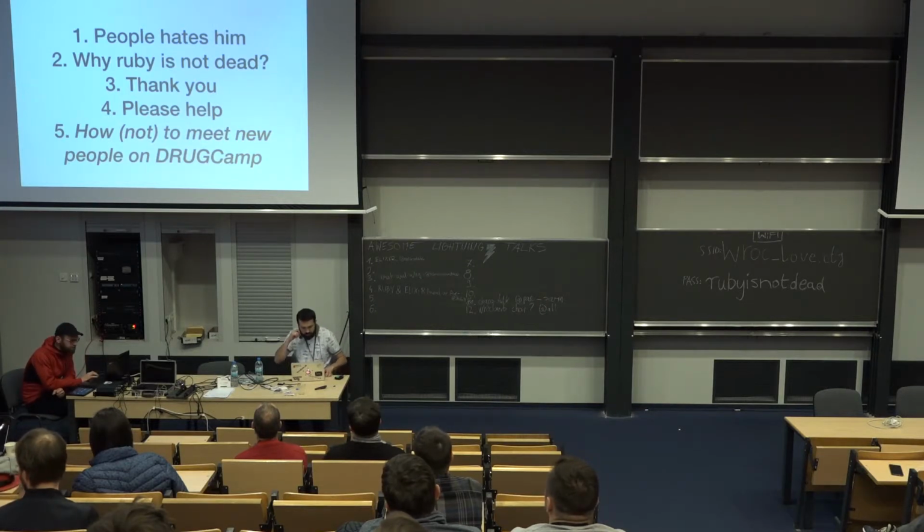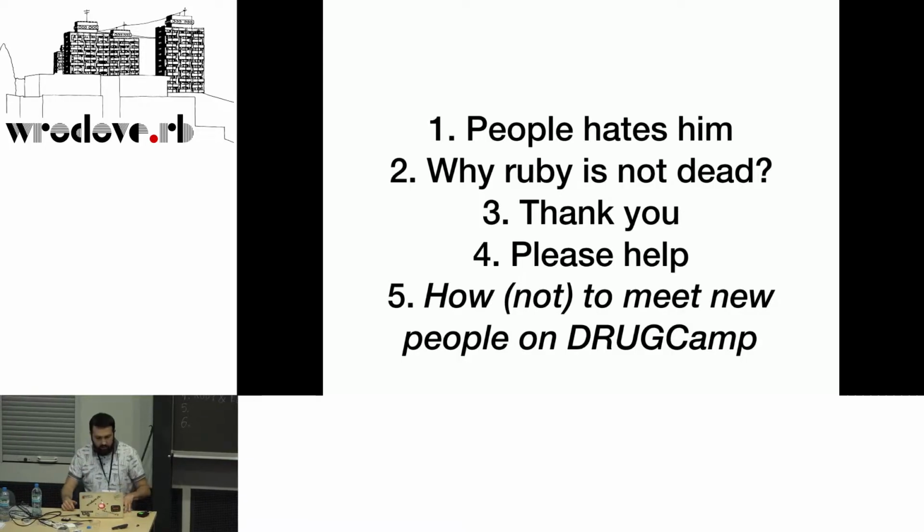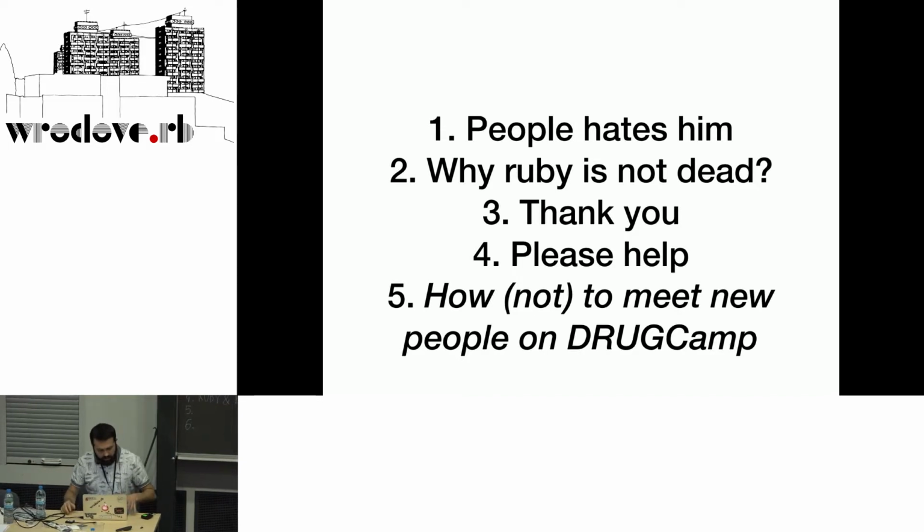Okay, we can start. So I don't know what this talk is about. I just wanted to check how many things about different topics I can stick into 5 minutes. So I should start already probably. So I have 5 things to say. One will be about people hate him because he can save 60 euros per year. Second one will be why Ruby is not dead. Third one will be thank you. Fourth one will be please help. And fifth one will be, well, we will see if I have some time.